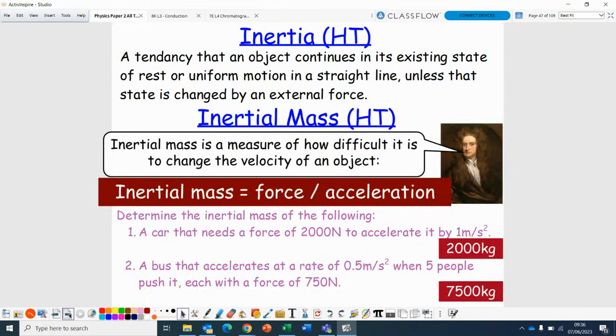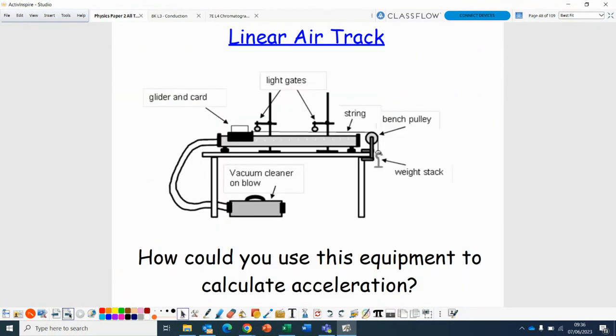Inertia is about a tendency that an object will remain in its existing state, so either uniform motion, constant speed in a straight line, or still, unless it's changed by an external force. It's not a value, it's a tendency, it's a likelihood it's going to happen. Linear air track, I think, is one of the hardest ones to explain, but do just make sure that you measure the distance the object's got to travel, and get the times from the light gates. Light gates are attached to a computer, so they can get the times automatically. You can then work out the speed. If you know the speed, you can work out acceleration using many different equations.